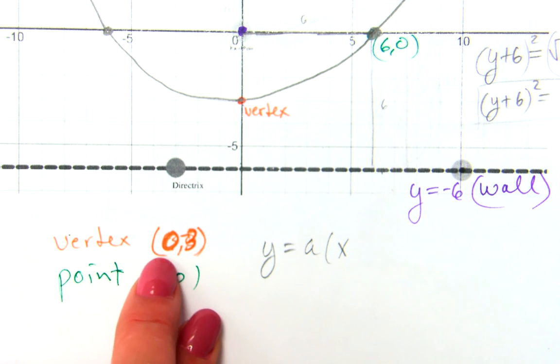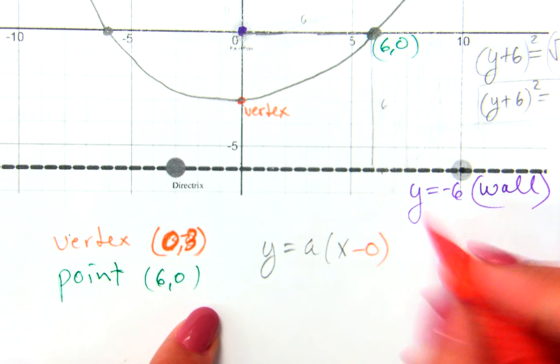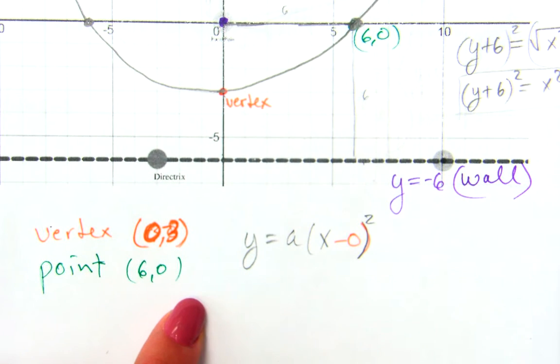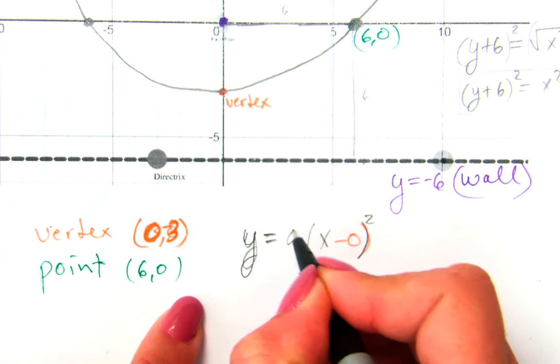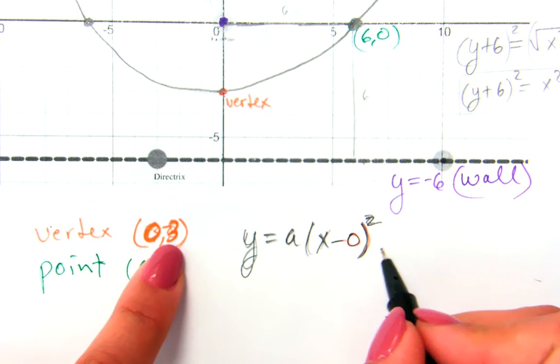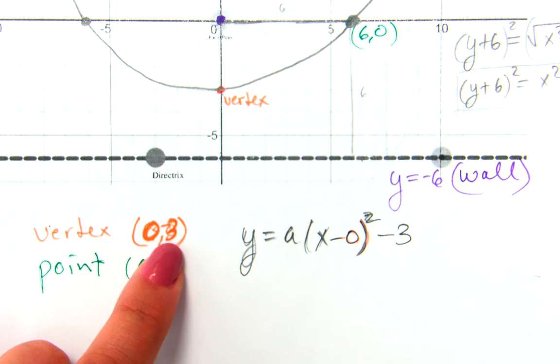So x, the vertex is at 0, so it's just going to be x minus 0, and then squared. I should do this in black so you can actually see it. So y equals a times x minus 0 squared. And then it's -3. We went down 3, so it's going to be -3.